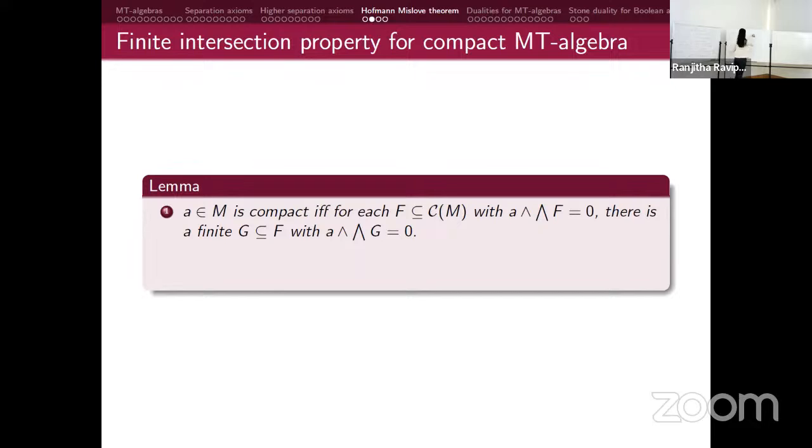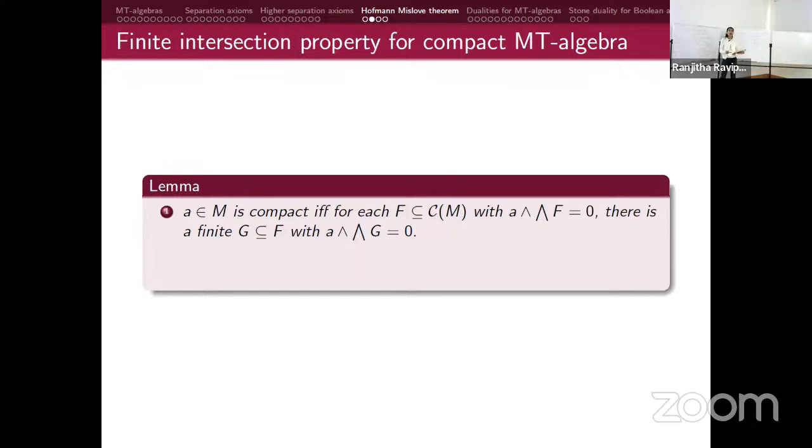Conversely, on the other hand, I want to show A is compact, assuming the condition holds. Suppose A is below the join of some open elements S. Then I have the same thing: A meet of the negation of the join of S is 0, which is A meet of the meet of negations of S. Because S is open, the negation of S is closed, and I can apply the condition. I get a finite subset of them. And then A is below the join of Si. So A is compact.